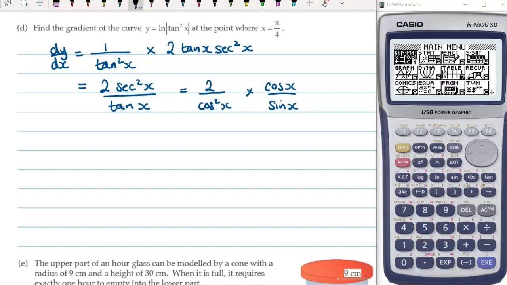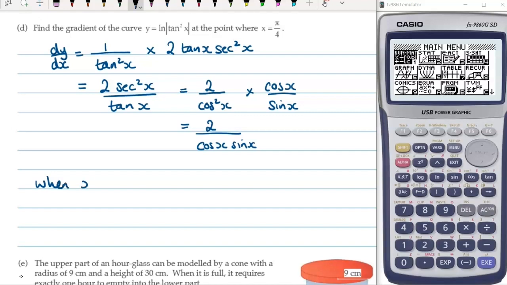So dividing by sine over cos to make tan is the same as timesing by cos over sine. So now you can see we've got some cancelling out of the cos terms, and we'll end up with cos x sine x.